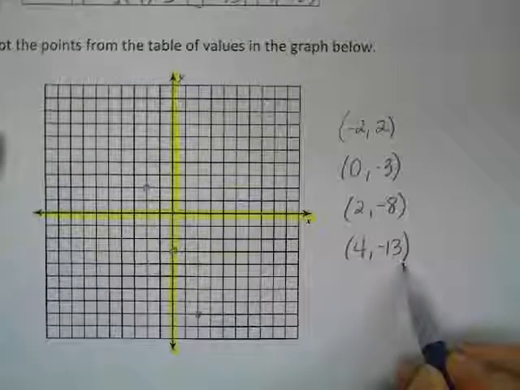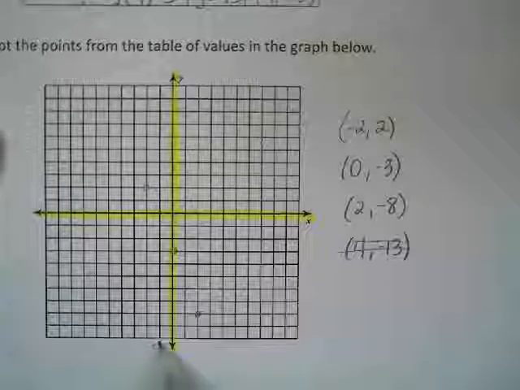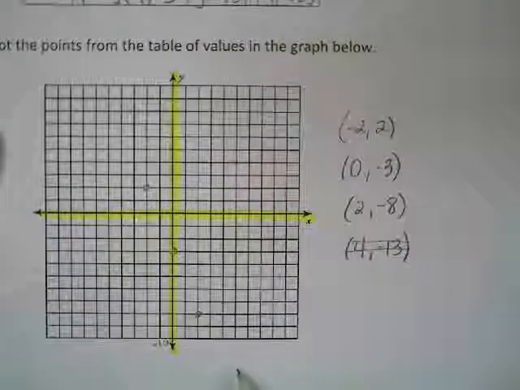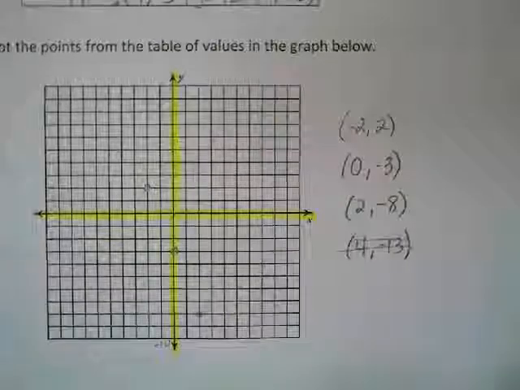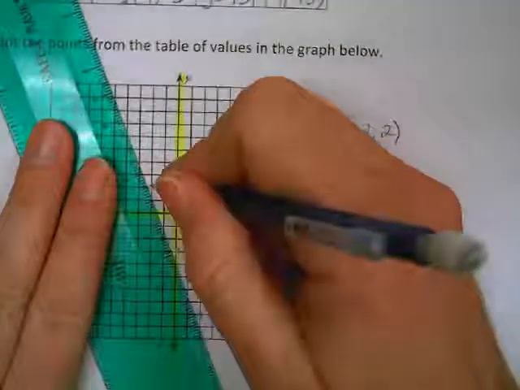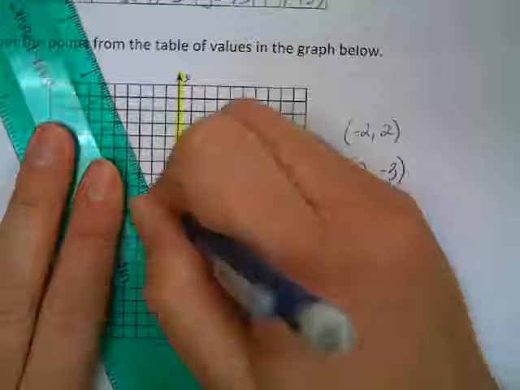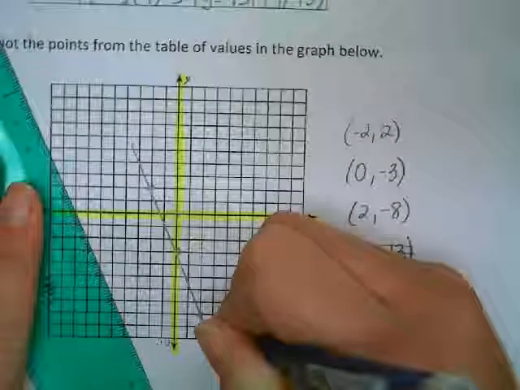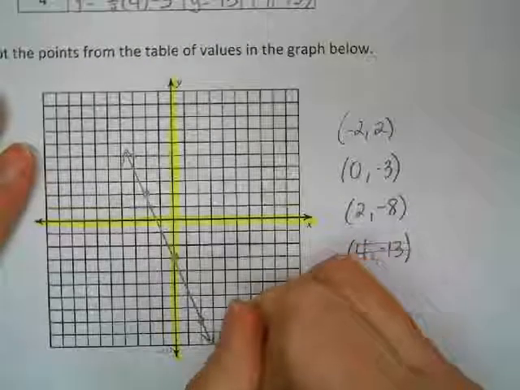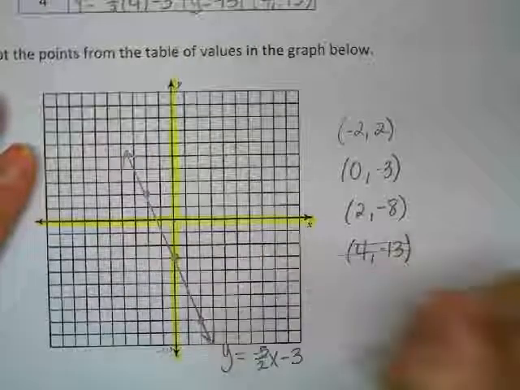(4, -13) is not going to fit on our graph because the graph only goes to -10. So (4, -13) is somewhere down here. So since it doesn't fit, I'm not going to plot it, but I am going to connect the 3 points that are already on the graph. And there you go. This is the graph of y equals -5/2 x minus 3.